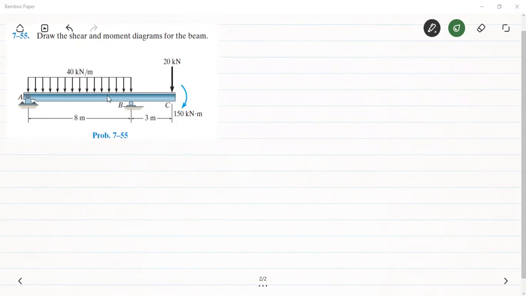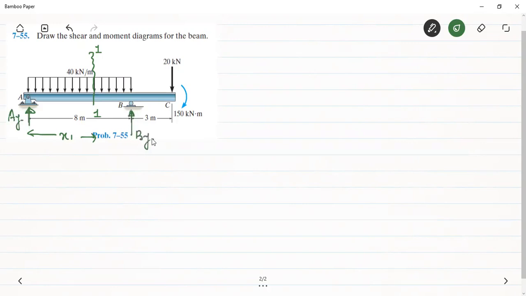For this, we take a section at random at some distance from A. Suppose this is section 1 of the beam. Let the distance of this section from the support A be equal to x1. And we have a reaction here equal to AY, and another reaction here equal to BY.